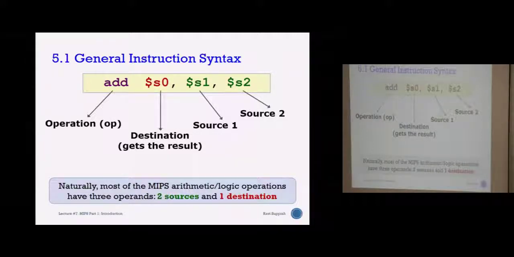So in this case, what is the objective? This and this are supposed to perform an add operation, and the result is supposed to go into S0. So that is the general MIPS instruction syntax. This kind of instruction where you have 3 registers involved, basically has 2 of them which are sources and 1 of them which is a destination. So that is the effective result that you get.